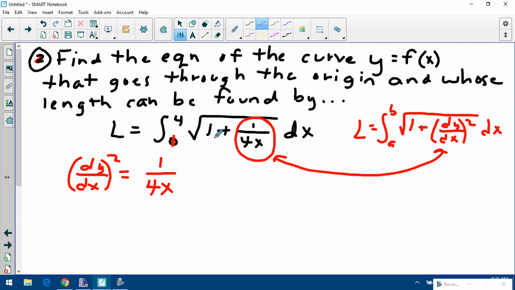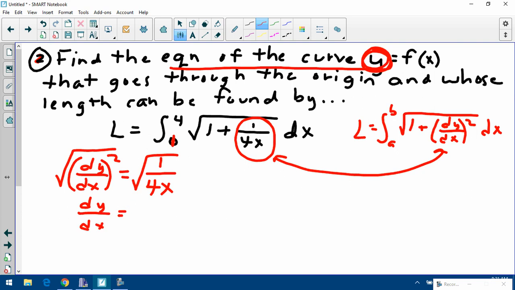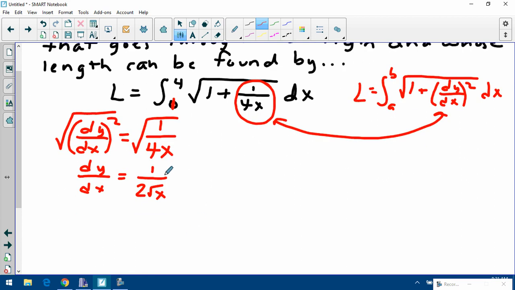So if I want to figure out what y is, the equation of the curve y equals f of x, I'm looking for y, we've got to get dy dx alone first. And how do I do that? Right, take the square root. So now I have dy over dx equals 1 over 2 radical x. So square root of 1 is 1, square root of 4 is 2, square root of x is radical x. That's why that looks like that. That's what dy dx is.